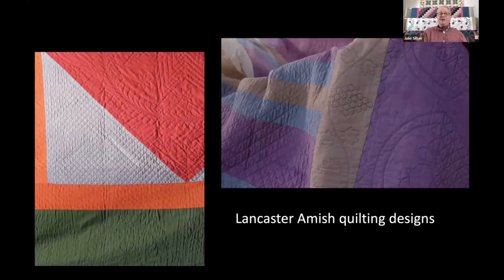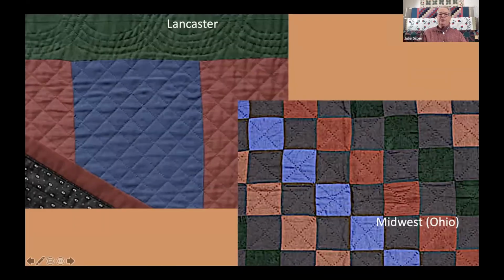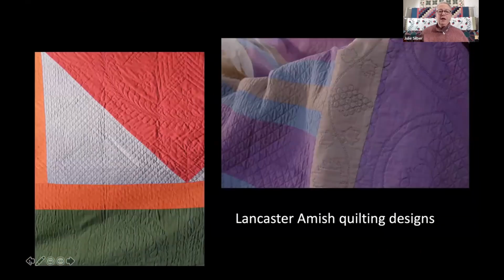Now, quilting designs. This is where it gets pretty interesting for me. These are close-ups of Lancaster County quilts. There's a limited repertoire of quilting designs in Amish quilts. There are lots of them, but they show up over and over and over again. And we see the feathered wreath or feathers. We see the crosshatch. We occasionally see baskets or grapes in Lancaster County quilts.